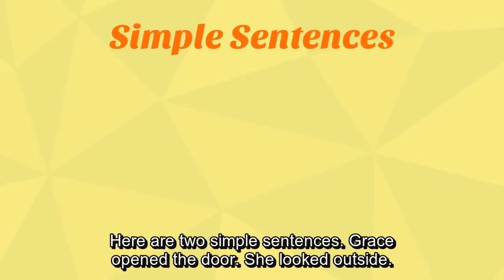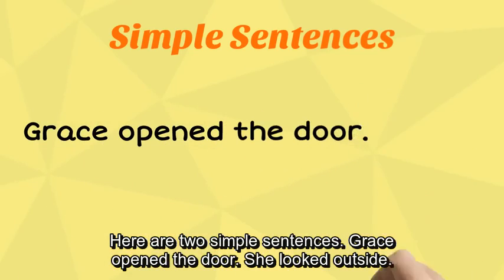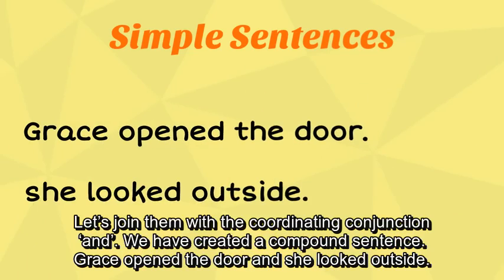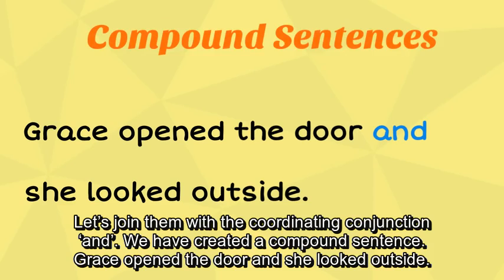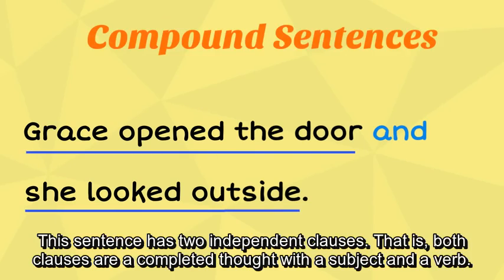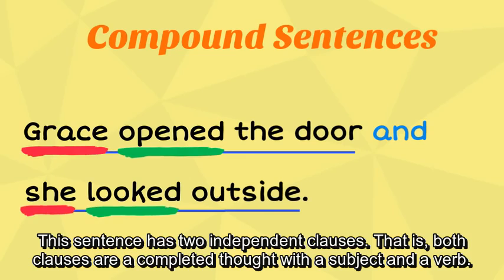Here are two simple sentences. Grace opened the door. She looked outside. Let's join them using the coordinating conjunction AND. We have created a compound sentence. Grace opened the door and she looked outside. The sentence has two independent clauses. That is, both clauses are a completed thought with a subject and a verb.